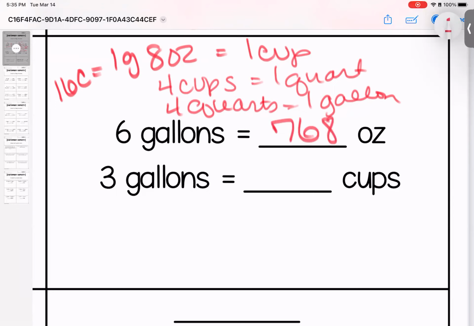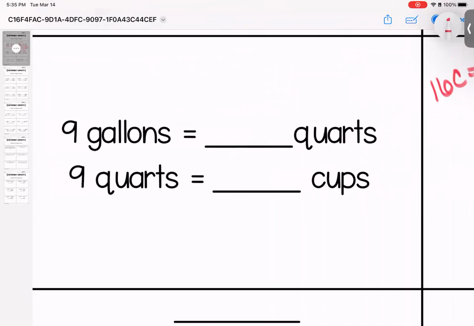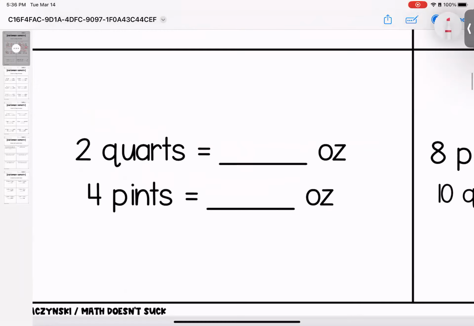Gallons to cups. Every gallon has 16 cups. Multiply it, we get 48. Over here, gallons to quarts. Again, using what you have, 1 gallon is 4 quarts. So 9 times 4 gives me 36. Quarts to cups. I'm sorry, every quart gives me 4 cups. So 9 times 4, 36. 9 gallons is 36 quarts. 9 quarts is 36 cups.